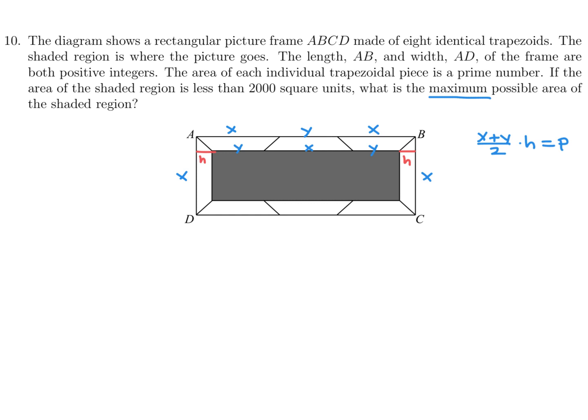And I'm just trying to create formulas. The area of the shaded region, since it's a rectangle, would just be length times width. This is Y, by the way. So it would be Y times, let's see here.